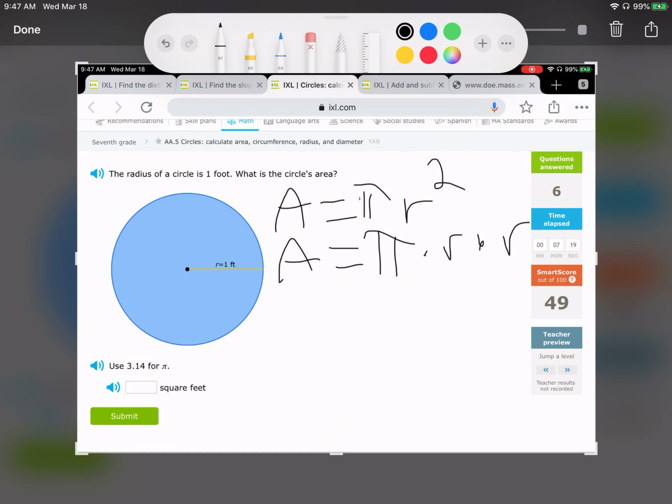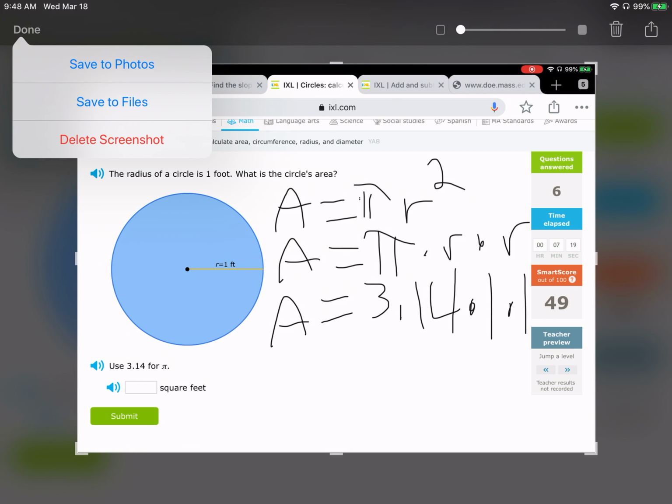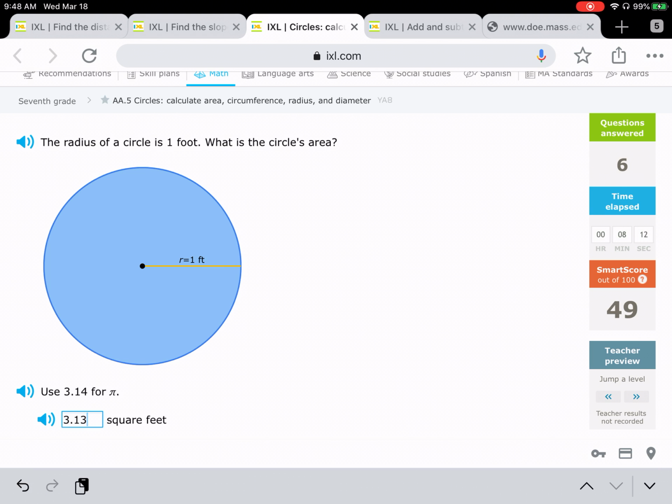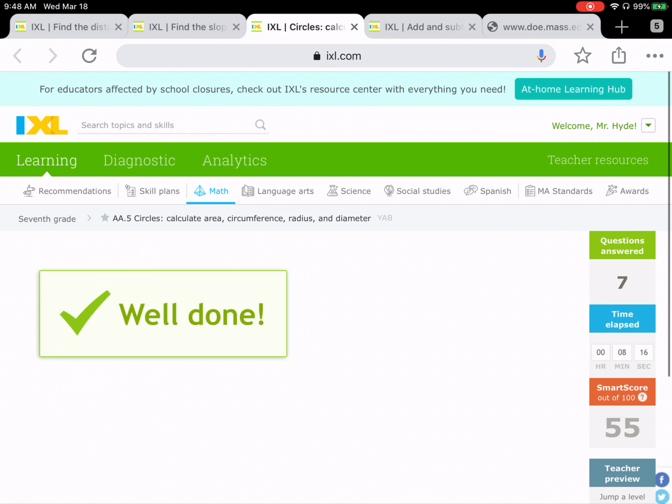All right? So here, area is going to equal 3.14 times 2 times 2. Well, that's kind of easy, but I can make it a calculator problem. So here, 3.14 times 2 times 2 is going to be my answer. And that's where I'm going to get down here, 12.56. And that's going to be my answer there.